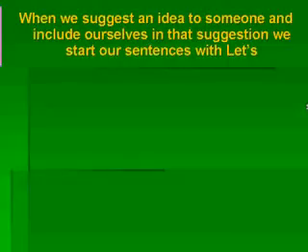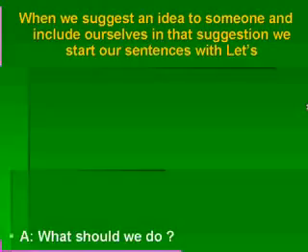Now we look at how to use let's. Well, when we suggest an idea to someone and include ourselves in that suggestion, we start our sentences with let's, or we use let's to make such kind of suggestions. Remember that when you do not include yourself in any suggestion, you use should, right? But when you make a suggestion that is also for you and for another person, you start your sentences with let's.